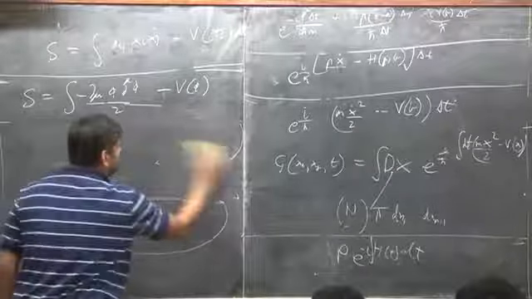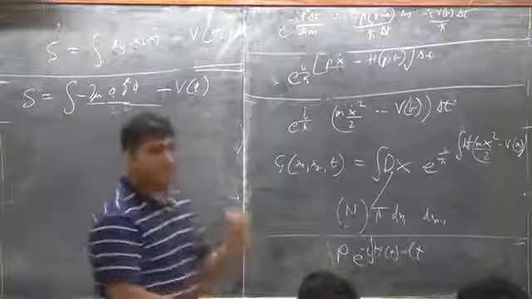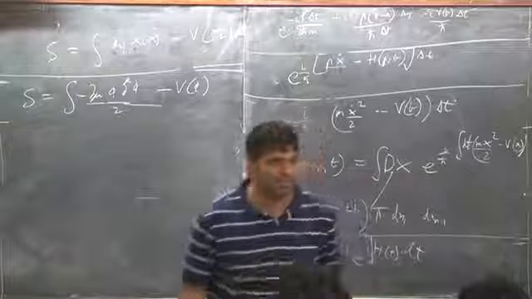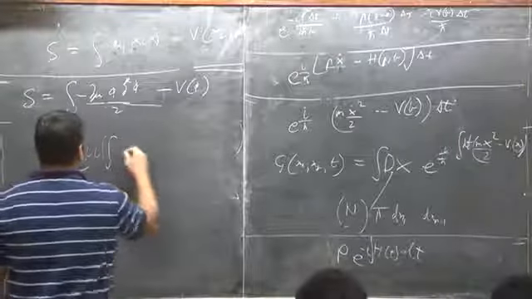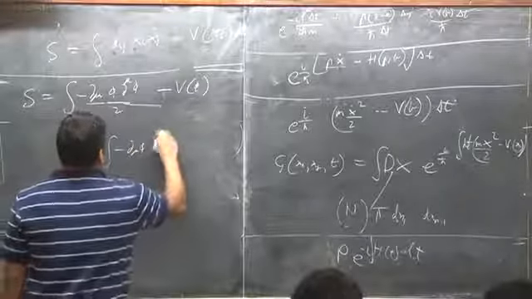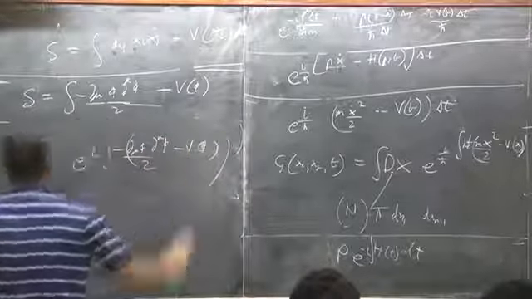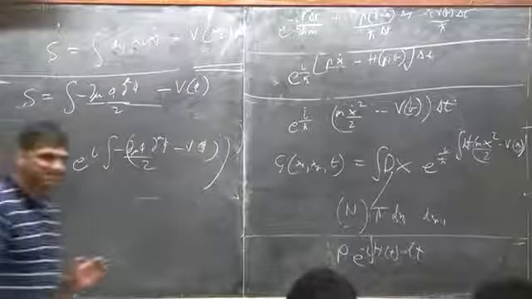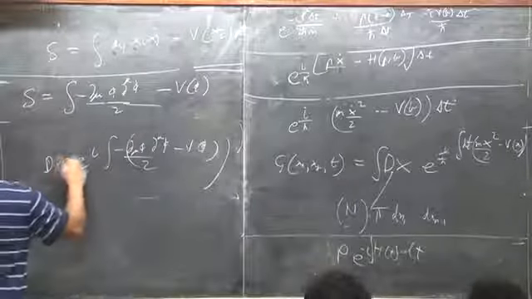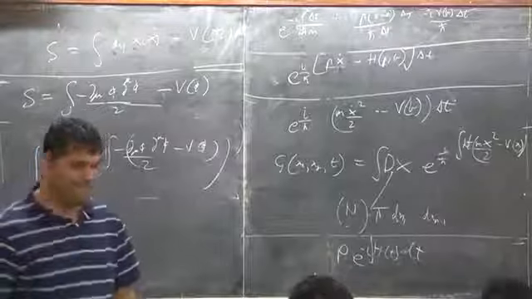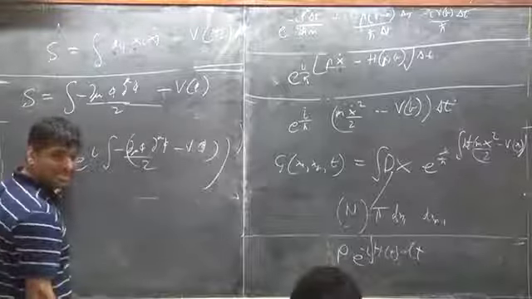So without further ado, we conclude that the evolution operator for quantum field theory, just like in quantum mechanics, is given by e to the power i times the integral of minus d mu phi d mu phi by 2 minus V of phi, D phi of x. Now let's be a bit careful. This x is position and time.